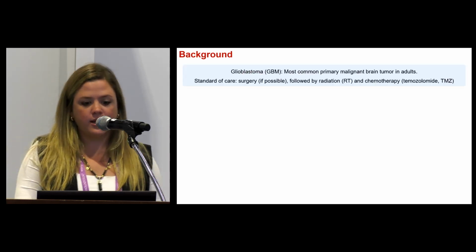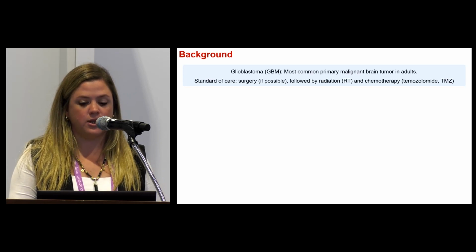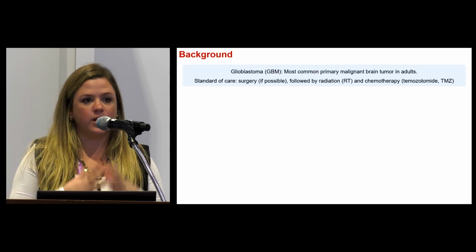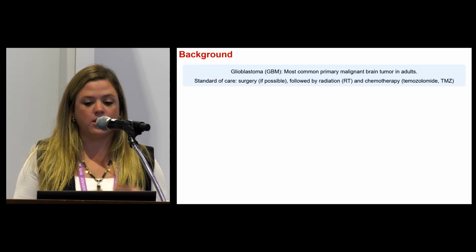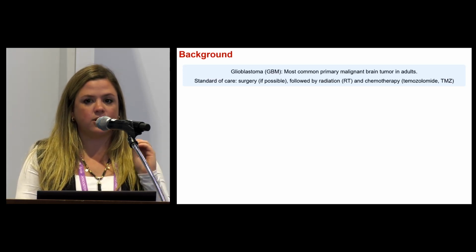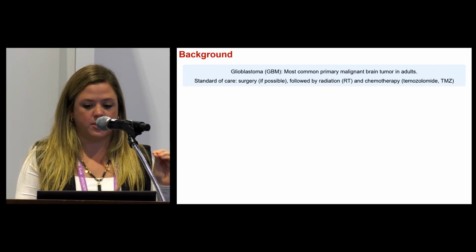So we're working in glioblastoma, which is one of the most common primary malignant brain tumors in adults. The standard of care for these tumors is surgery when it's possible, when the tumor is operable, followed by radiation and chemotherapy. And it is very important to highlight that all of these patients will receive radiation even if the tumor is not operable.